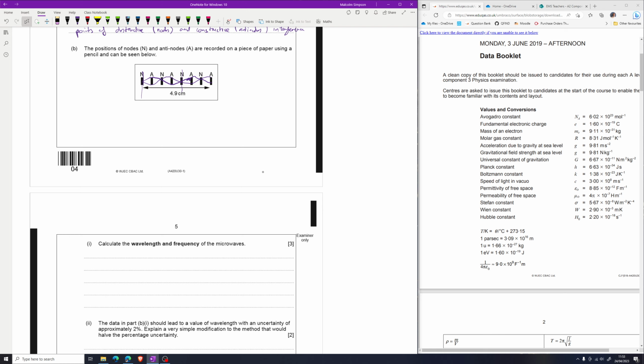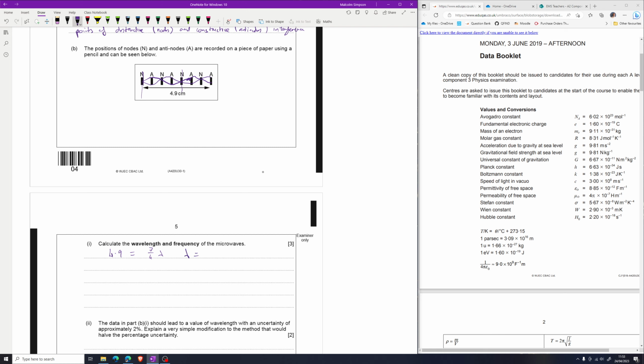So 4.9 centimeters represents... I'm really sorry, what am I on about? 4.9 centimeters looks to me like 1 3/4 of a wave. I better rub that out. The mathematicians will never forgive me. 7/4, is that better? 1, 2, 3, 4, 5, 6, 7. Just checking. Yes.